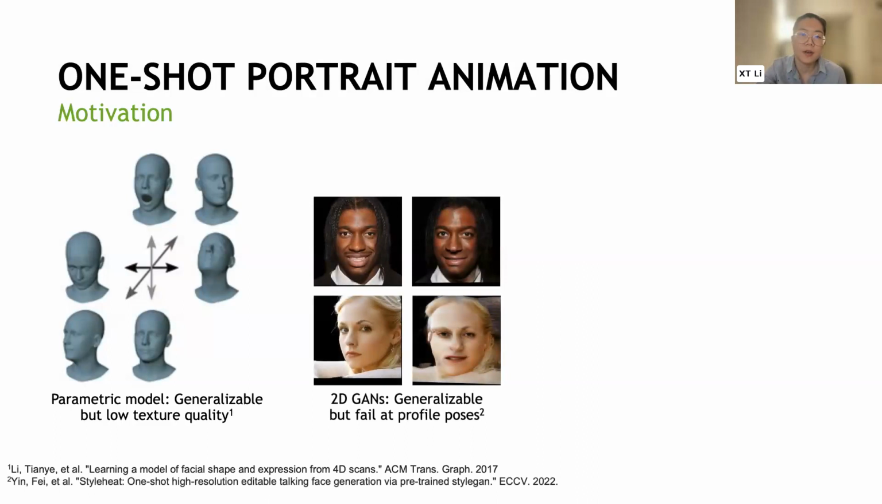At the same time, there are also 2D GAN-based talking head synthesis methods. These methods can synthesize photorealistic images when the input and the rendering view are both front or near front view. But because they don't capture the underlying 3D representation, these models sometimes suffer from warping artifacts and identity shift when we render the avatar from extreme profile views.